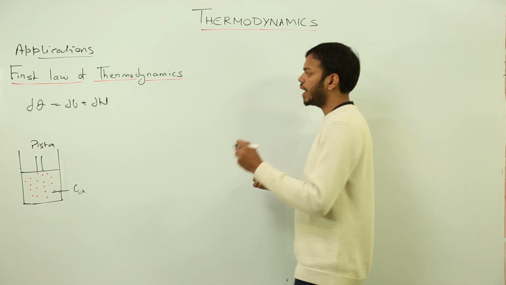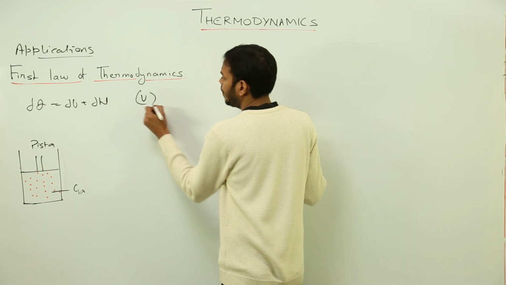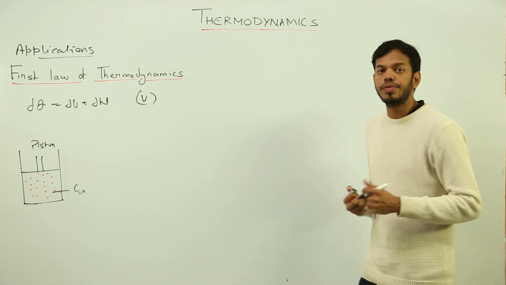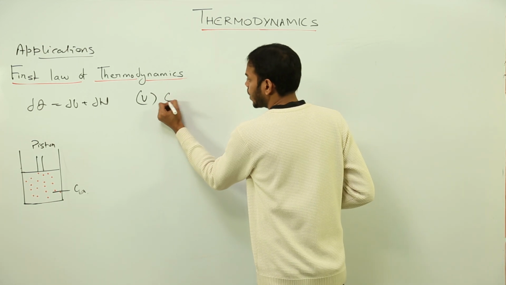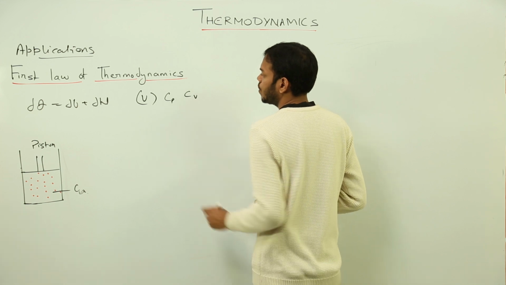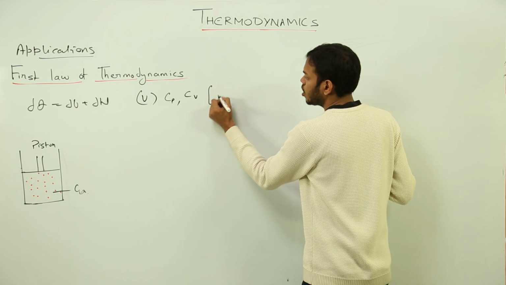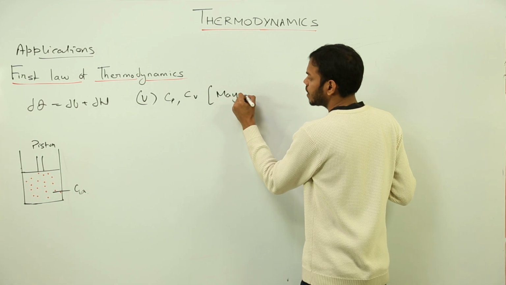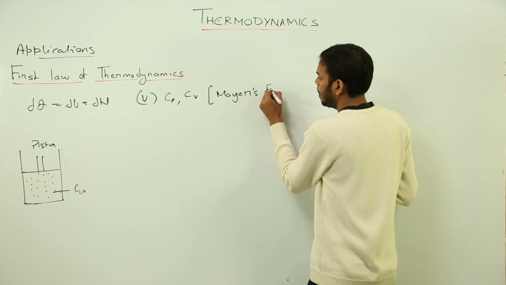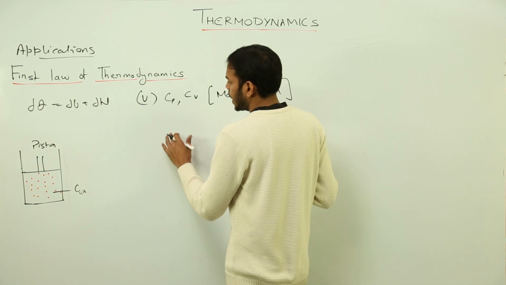The first law of thermodynamics can also be used in finding the relation between two principal specific heats of gases, which is specific heat at constant pressure and specific heat at constant volume. Okay, Cp and Cv. This is also called Mayer's formula. So let's start it out.